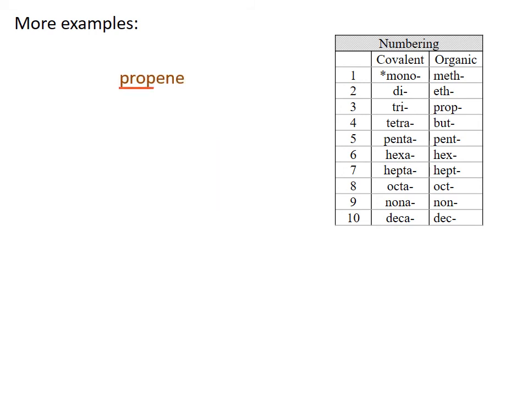Propene. Prop means 3, so I need 3 carbons. So I draw out 1, 2, 3 carbons. Ene means double bond, so I insert a double bond. Again, just like seen earlier in the lesson, I was not given a number. If the double bond went on the other side after the second carbon, well, that would be the same as putting it on the first, because if I flip the molecule, it would be identical to what I've drawn here.